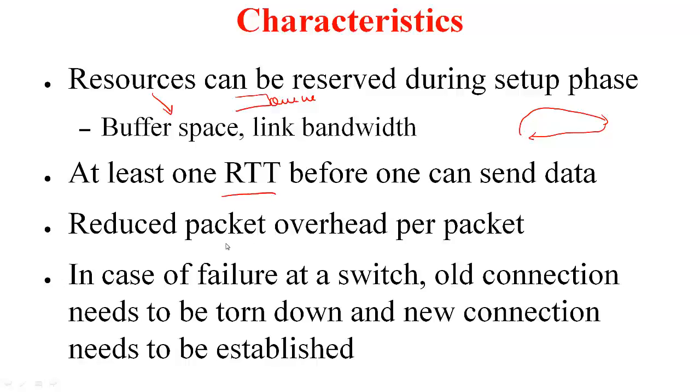And another thing which is nice about virtual circuit switching is it has less per packet overhead. The VCI tag is much smaller than the address tag that is being used in datagram switching. But the biggest disadvantage is if something failed, the switch failed, all the old connections need to be torn down and a new connection needs to be established. So this is not as fault tolerant as datagram switching. So that's with virtual circuit switching. Let's move on to the next, source routing.